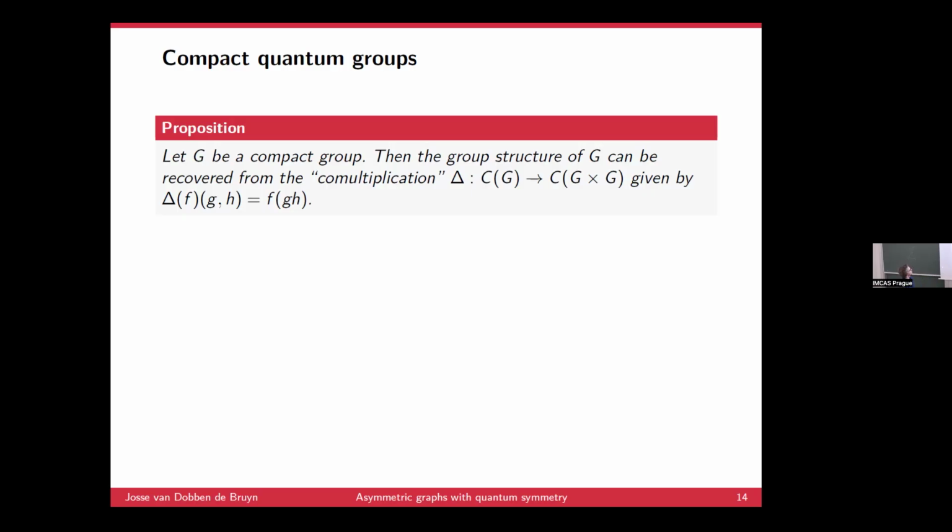So if we start with a classical compact group, then it's a proposition that you can recover the group structure completely from this co-multiplication map delta from C of G to C of G times G, where the co-multiplication is like the adjoint of multiplying somehow. We take some function on G and we need to turn it into a function on G times G. How do we do that? Well, by precomposing with multiplication. But actually, if you just remember the C-star algebra and this co-multiplication operator, you can recover the structure of G completely.